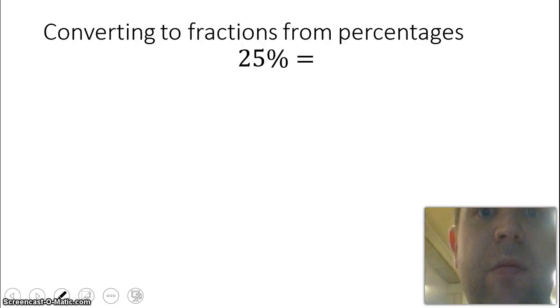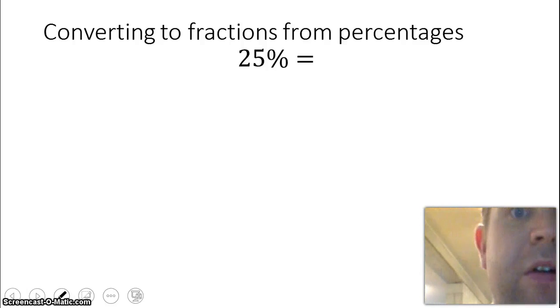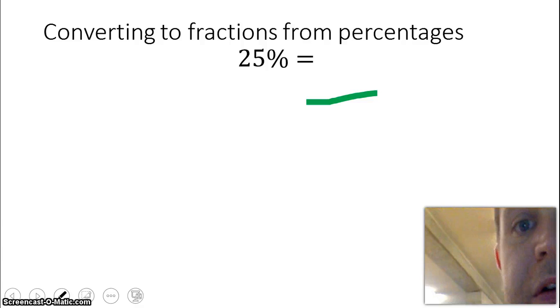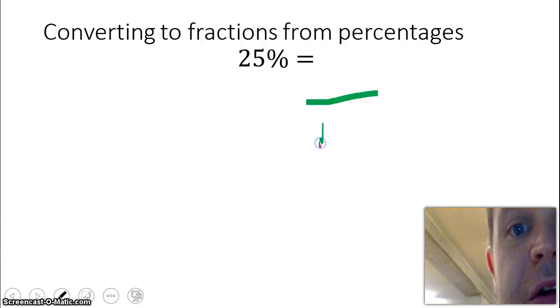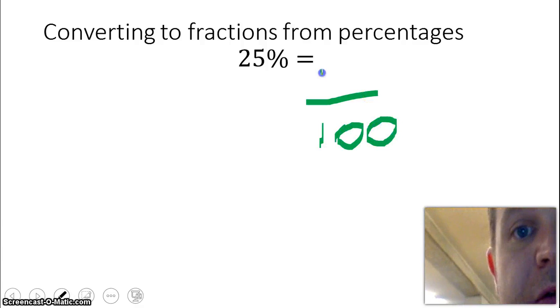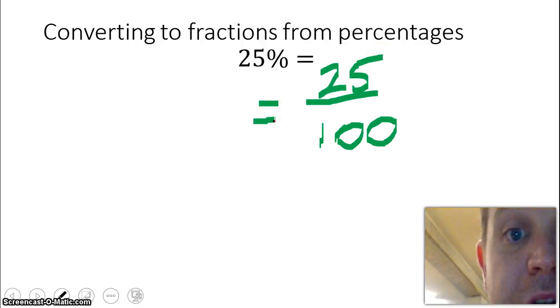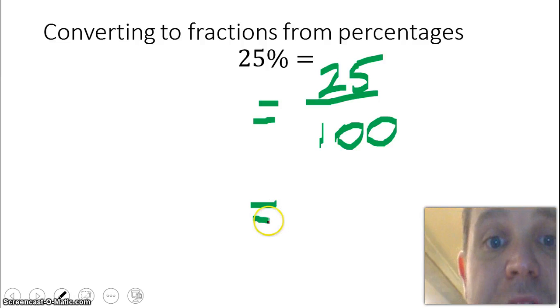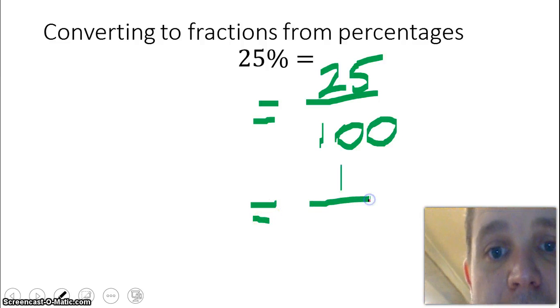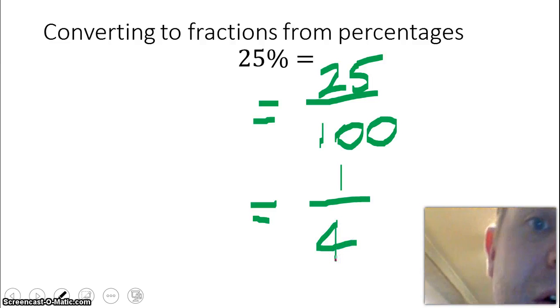Converting from a percentage to a fraction, well, we do exactly the same thing. Our fraction, remember, is out of 100. We've got 25 out of 100, and we can simplify that further just by dividing them both by 25. We have one lot of 25 in 25 and 4 lots of 25 in 100.